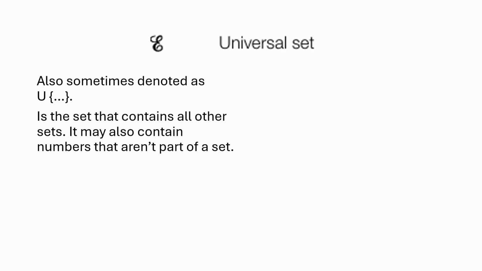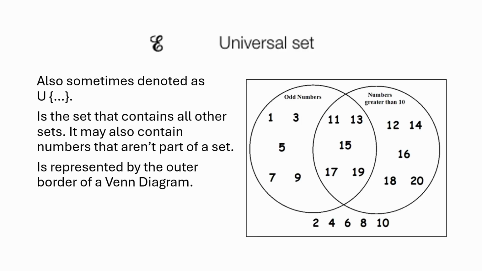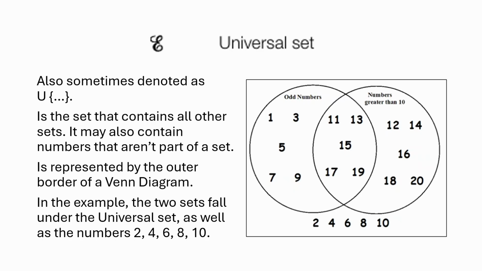So, in this example, the set of odd numbers and the set of numbers greater than 10 are both parts of the universal set. It may also contain numbers that aren't part of either set. So, in this case, we have 2, 4, 6, 8, and 10. They aren't part of either set, but they are defined. They are part of the universal set. In a Venn diagram, the universal set is represented by the outer border. In the example, like I said, the two sets, they're both part of the universal set as well as those numbers we mentioned.